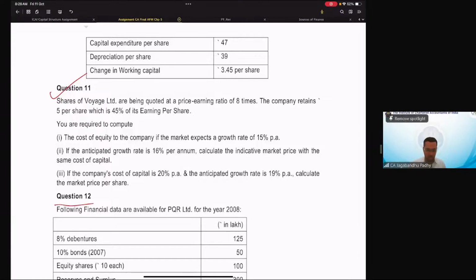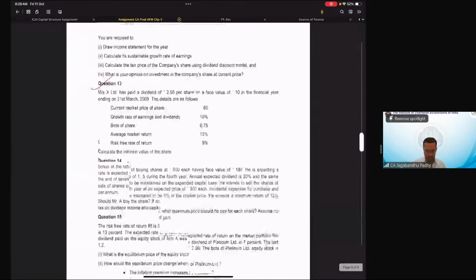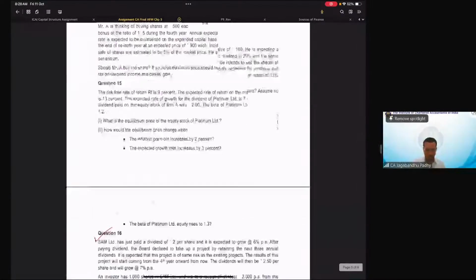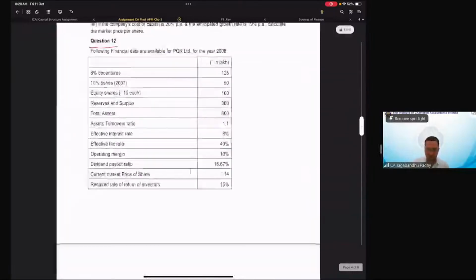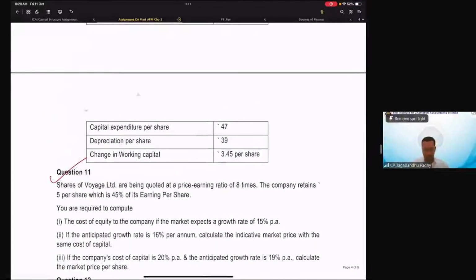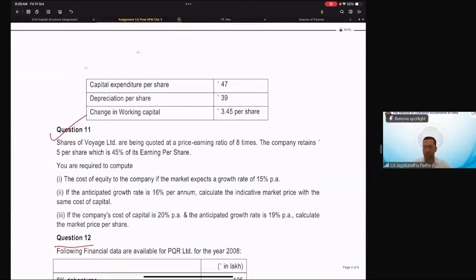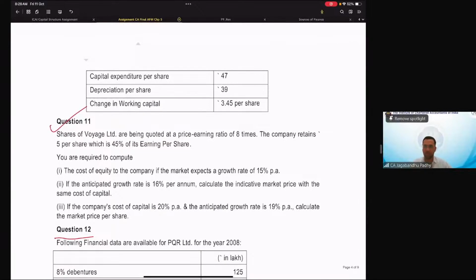So questions 12, 14, and 15, I would like to give you as homework. You can try them. The solutions are obviously there in our study material itself. In case you are stuck or finding any problem, you can bring it to me in the next session, which is possibly on Monday. If there is any issue, we can discuss it then.